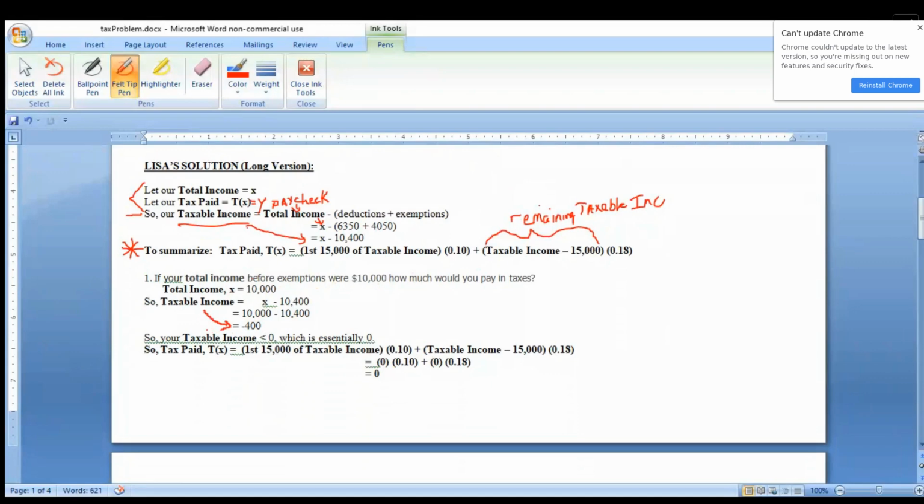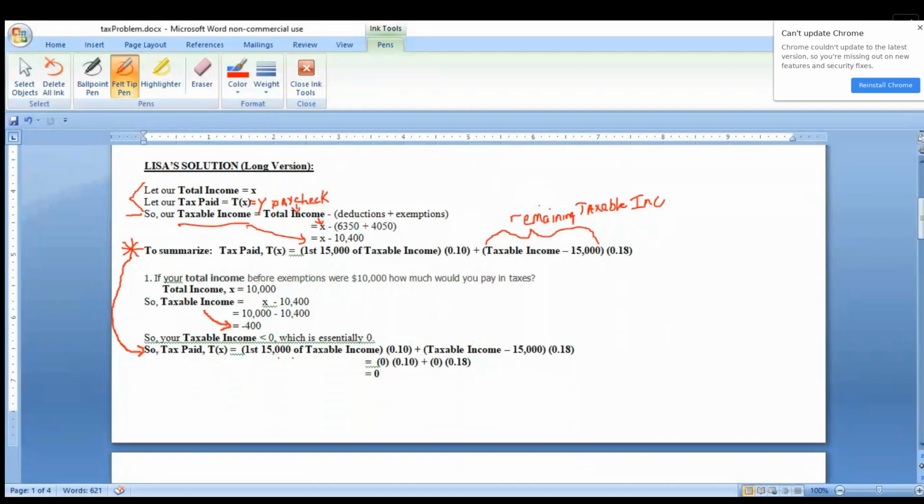Basically, what we're saying is your taxable income is essentially zero. If your taxable income is less than zero, like it is here, then your taxable income is zero. And if your taxable income is zero, that means you're not getting taxed on it. Tax on zero is zero. We can still put negative 400 in there, but it's essentially zero, so I would just put zero in.